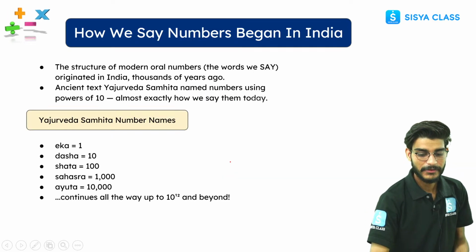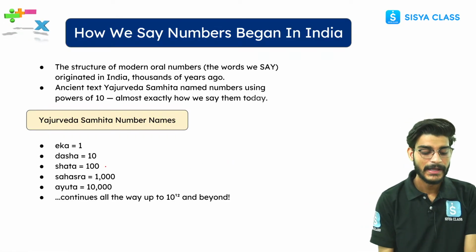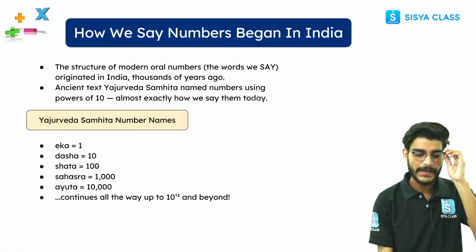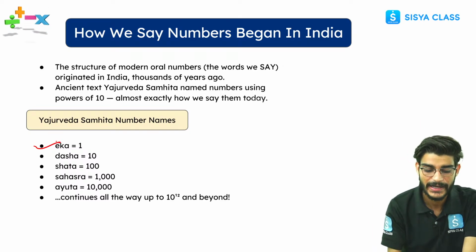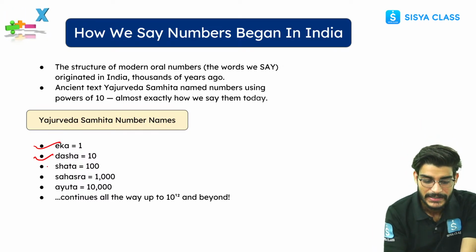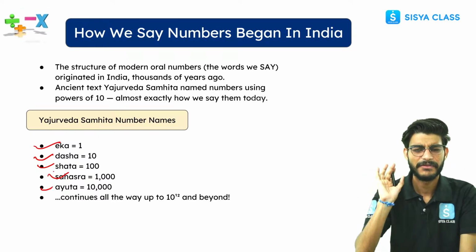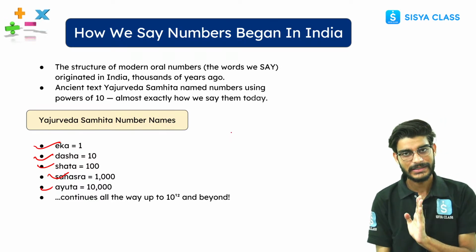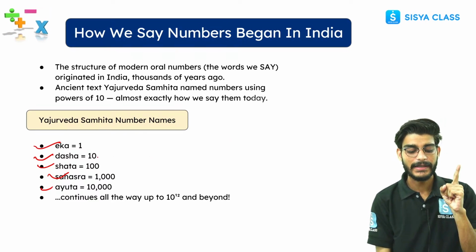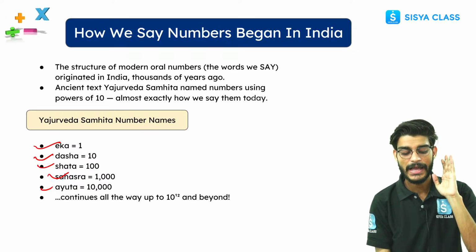So let's start with how numbers began in India. Firstly, let's start with India. For 1, what did we used to say? Eka. For 1 we used to say Eka, 10 is Dasha, 100 is Shata, 1000 is Sahasra, and 10,000 is Ayuta. It's just a name given, like 1, 10, 100, 1000, 10,000. Now we know, but earlier it all started with Eka, Dasha, Shata, Sahasra and Ayuta.